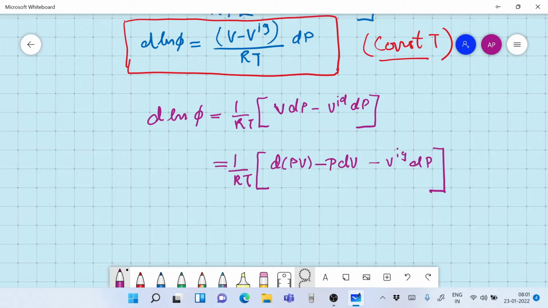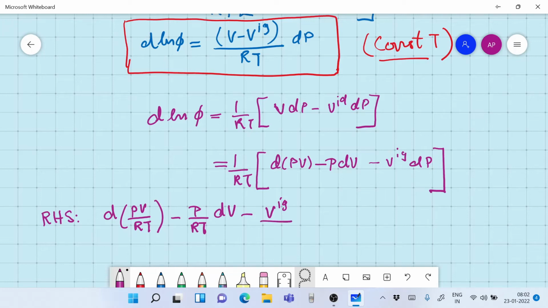Now let's only take the RHS part of the equation and deal with it. So for the RHS part, we can write it as d(PV) by RT minus P over RT dV minus V ideal gas over RT dP.